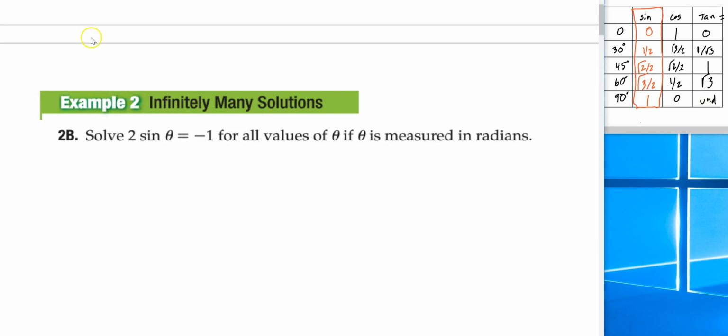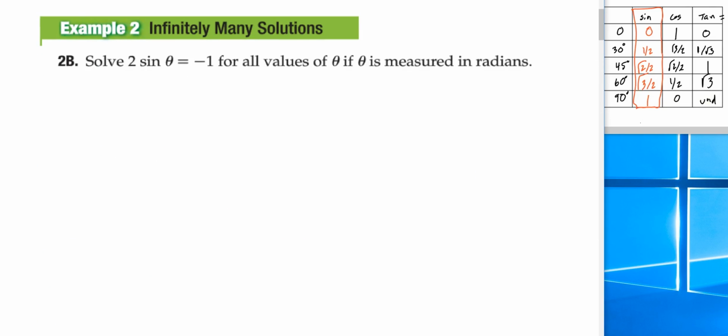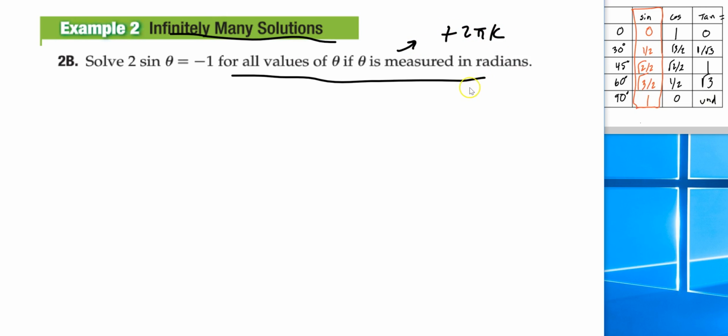Let's do another one real quick. Solve 2 sine theta plus 1 equals 0 for all values of theta measured in radians. So for this, they want infinitely many solutions. What you do is this. You solve like normal, but then add plus 2 pi k. Because remember, the period of sine is 2 pi. So you just keep on going around in circles, hitting the same angles over and over again. So that's all that is.